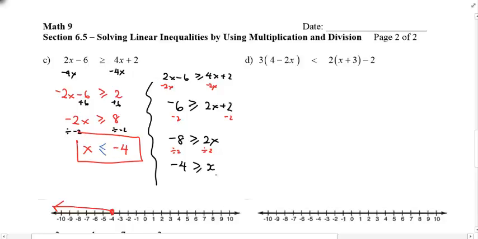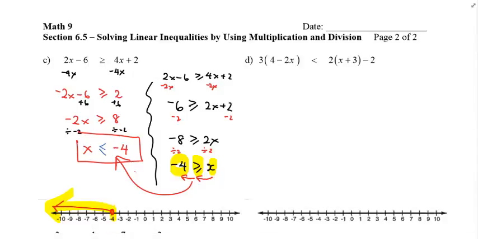But this one does read a little bit differently. Reading from left to right, I have here negative 4 is greater than or equal to x. So that number negative 4 is the largest x could be. And that's why you're still going to be shading to the left. Or if you read it backwards, going this way, x in this case is less than or equal to negative 4, which is exactly what I wrote over there. Okay? So just be aware. Like I said, I prefer having the variable on the left, but if you want to keep it to the right, just be aware that it might look a little bit different and you might need to read it a little bit differently.